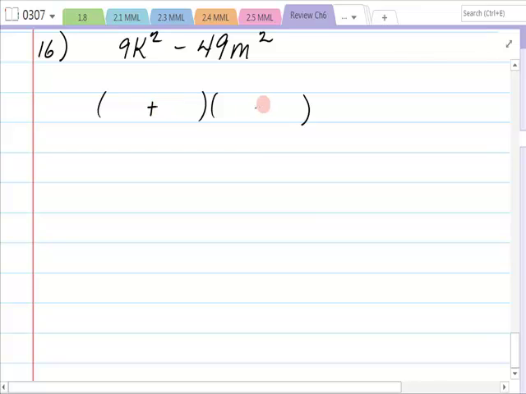So I have a plus and a minus. What's the square root of 9k squared? 3k. And what's the square root of 49m squared? 7m. So I have 1 plus, 1 minus. I have the sum and the difference of their square roots.